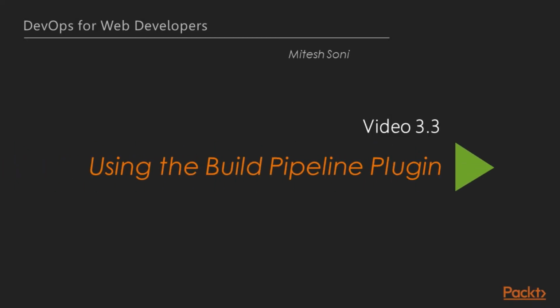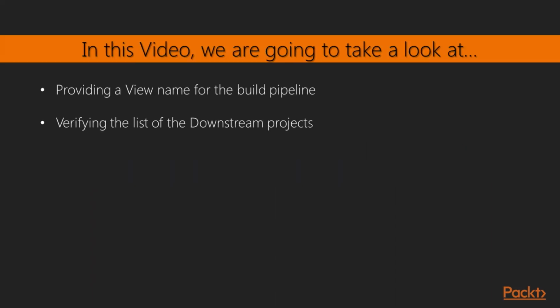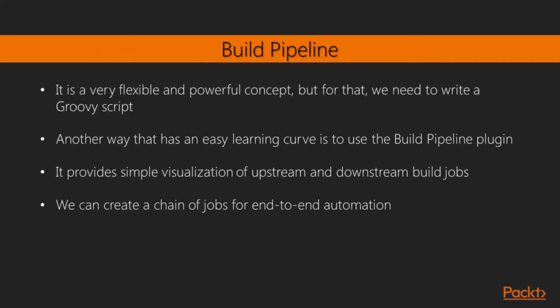Welcome to the next video of Section 3, using the Build Pipeline plugin. In the previous video, we have created a pipeline for compiling and executing test units. In this video, we will learn how to use the Build Pipeline plugin. We have seen the built-in pipeline concept of Jenkins 2. It is a very flexible and powerful concept, but for that, we need to write a Groovy script. Another way that is an easy learning curve is to use the Build Pipeline plugin.